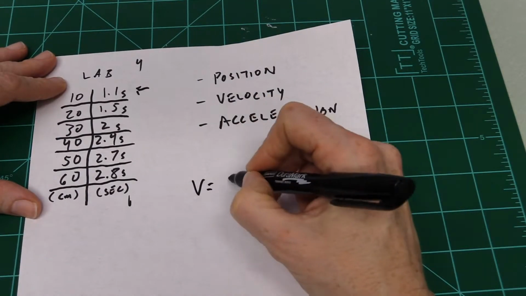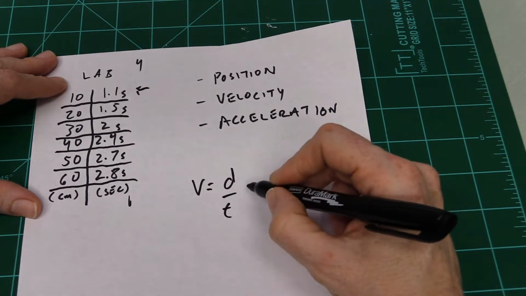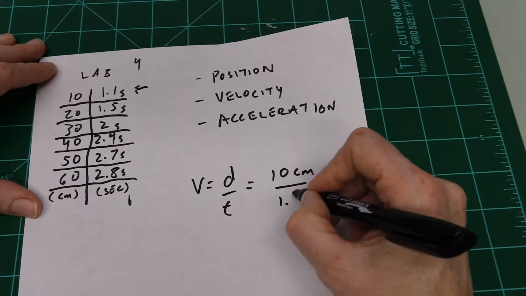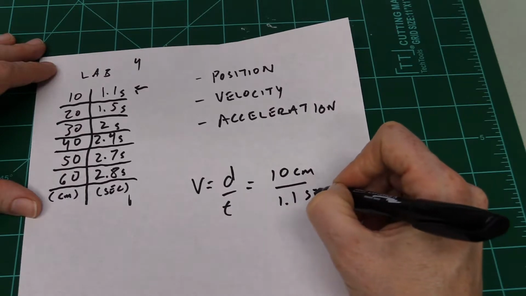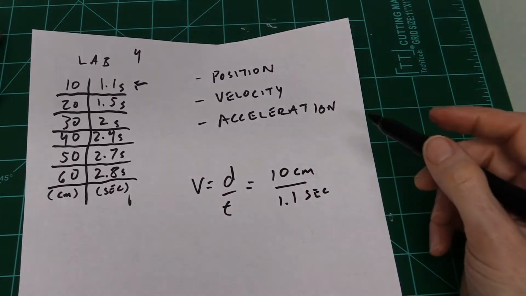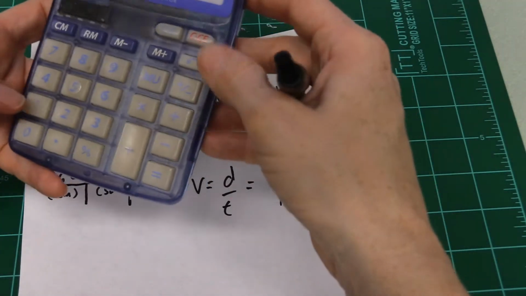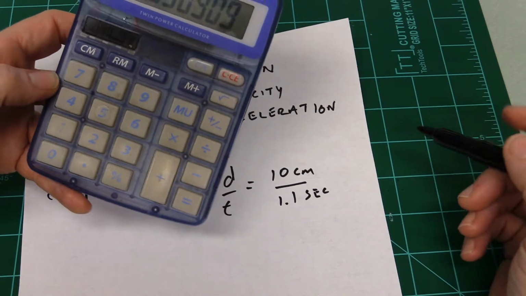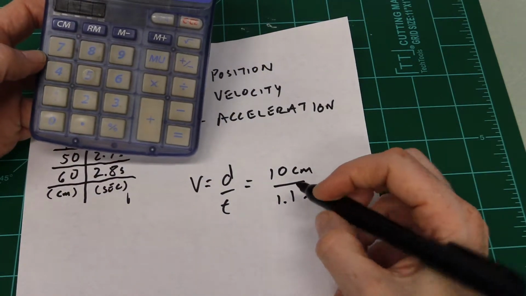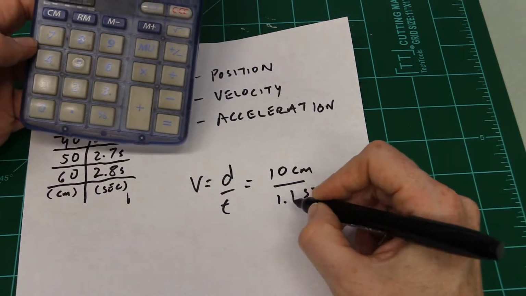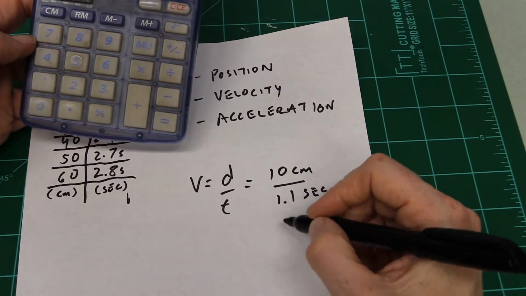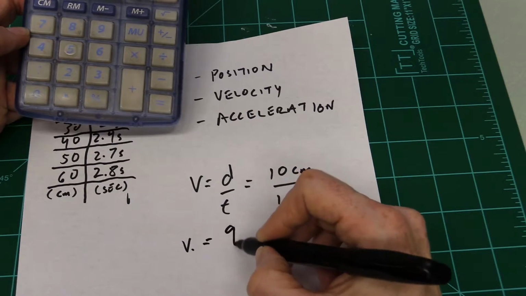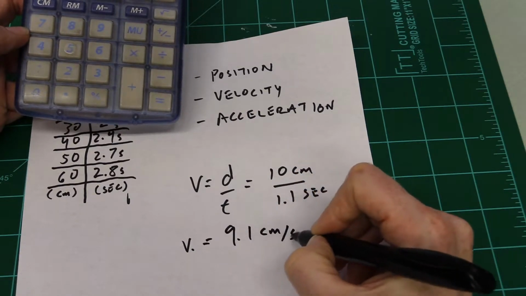For this first reading, with velocity equaling distance over time, I get 10 centimeters in 1.1 seconds. So that's about 10 centimeters per second. On the calculator, we get 9.09, so 9.1 centimeters per second. That's velocity 1: 9.1 centimeters per second.